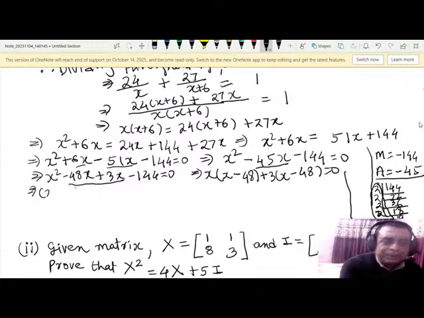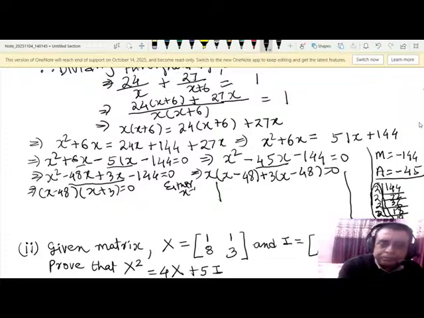Now you take x minus 48 common. And what we get is x plus 3 in the other bracket, equal to 0. When the product of two expressions is 0, either x minus 48 is equal to 0 or x plus 3 is equal to 0. So from the second equation, the x value is minus 3. From the first, the x value is 48.